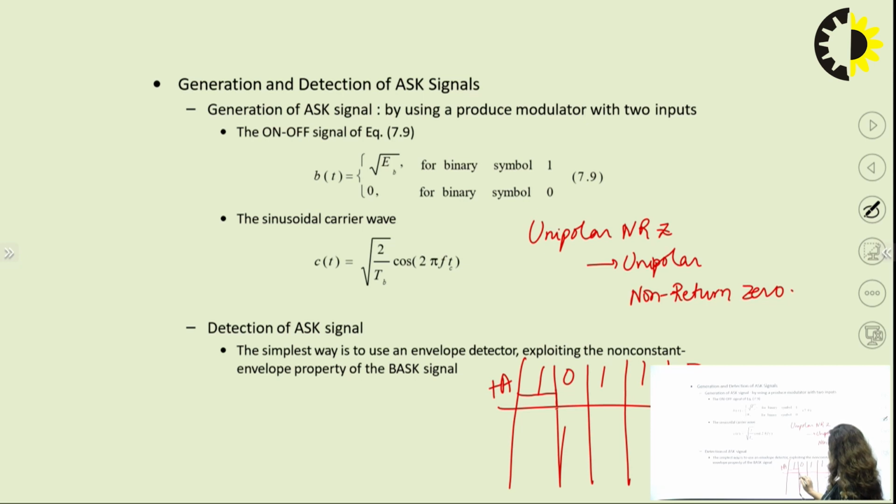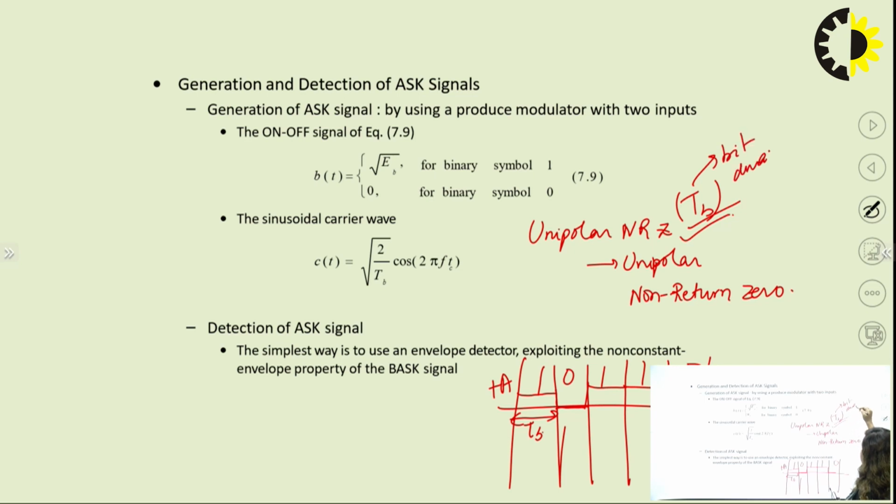Again, because it's unipolar, for 0 it is 0, for 1 it is again plus A, then for 1 it is again plus A, for 0 it is 0. So it's for the whole duration, that is TB, which is the bit duration.